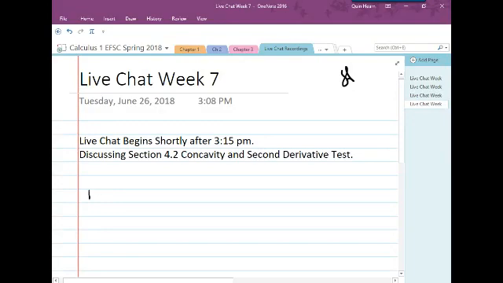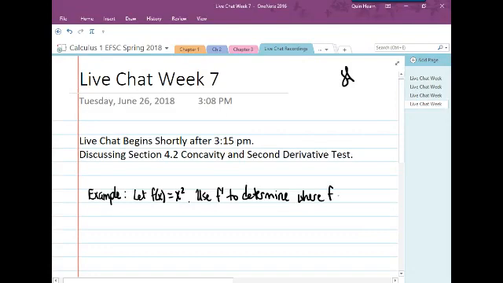So, for example, let's look at a function that we are all probably pretty familiar with, which is the function f of x equals x squared. And we're going to use the first derivative to determine where f is increasing or decreasing. Okay, and now when I say where f is increasing or decreasing, I am talking about intervals of x values.